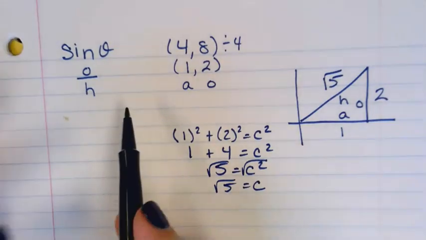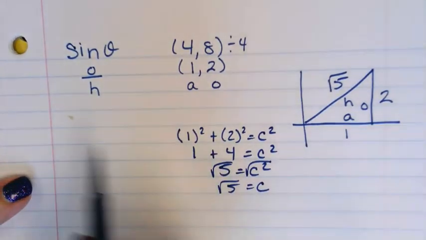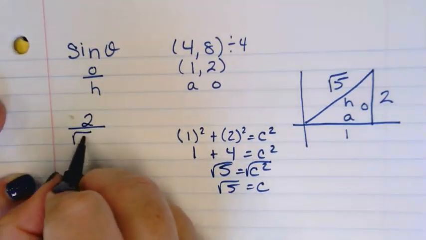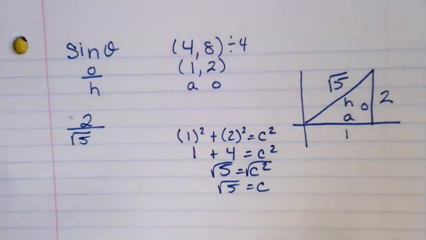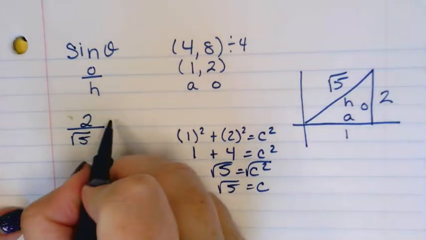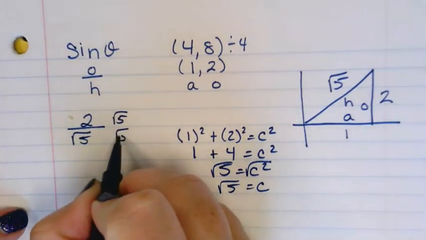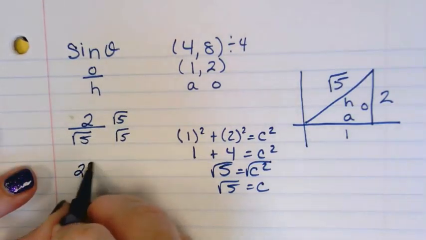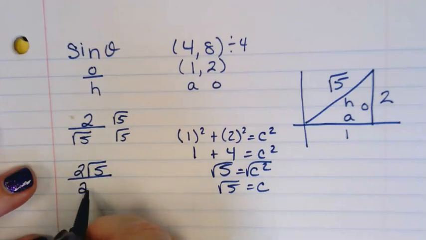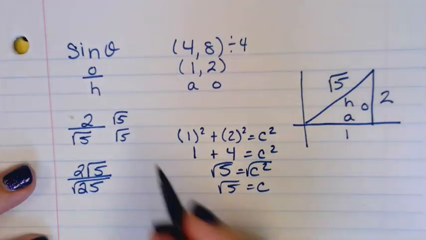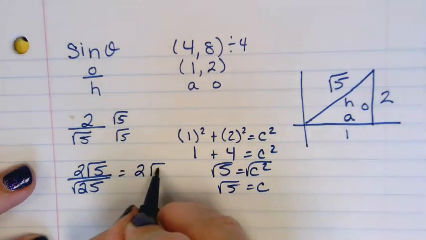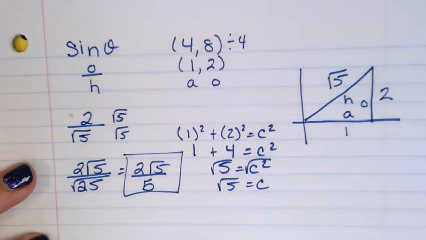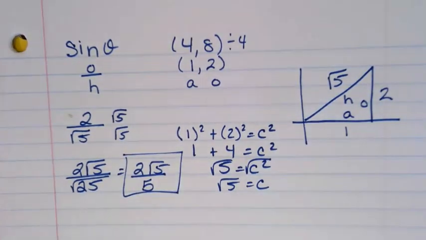So now let's go answer the question. Sine is 2 over the square root of 5. Now we know we cannot leave our answers looking like this, so we're going to rationalize. So we're going to multiply the top and bottom with the square root of 5. So we get 2 square root of 5 over the square root of 25. So we get 2 square root of 5 over 5. And we are done. Here is my answer. Okay. Yay.